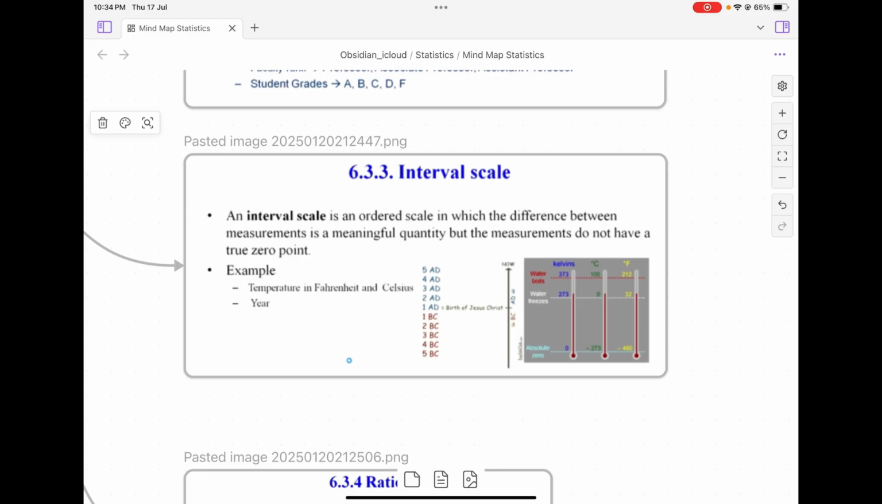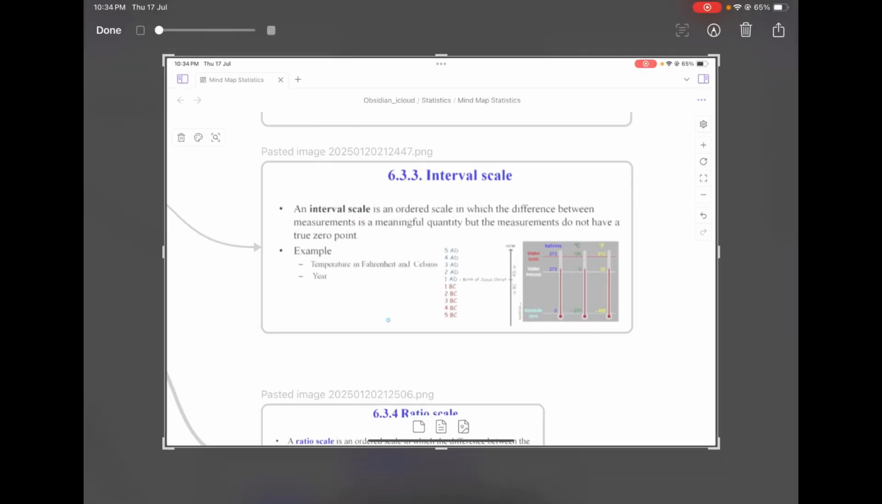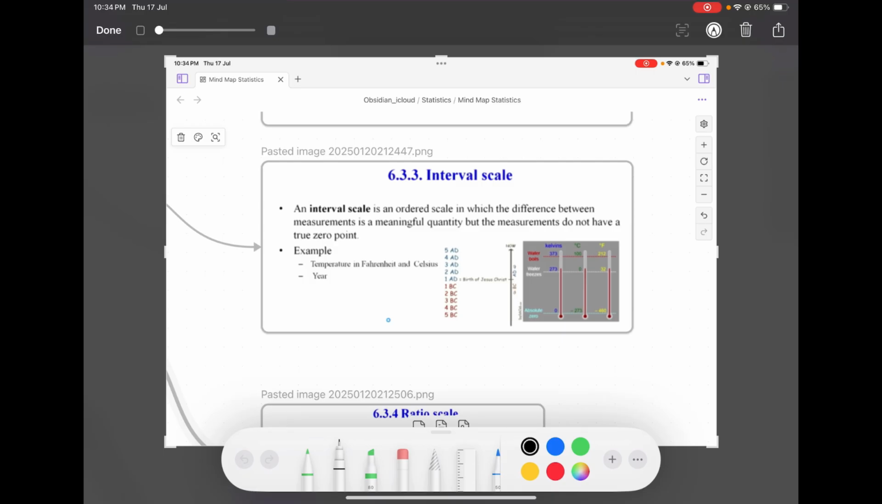So let us take an example, for example, year. Let us take the case of year. For example, the year is 1981, and then the year is 1985. So there can be a difference of 4 years. But what is the true bottom? You can go back to maybe 0, but you can even go back to BC. There is no true bottom. But there is a ranking, and that difference also has a meaning.